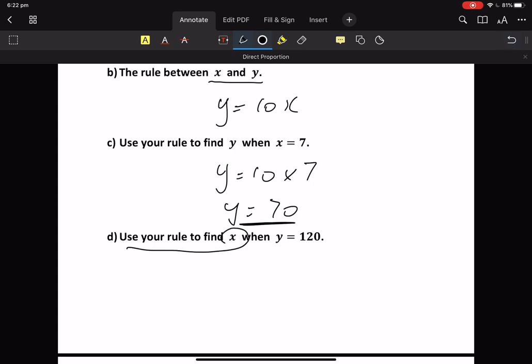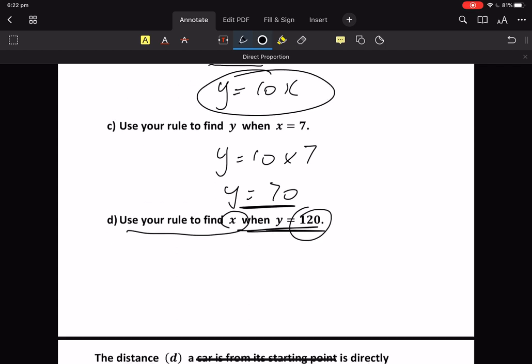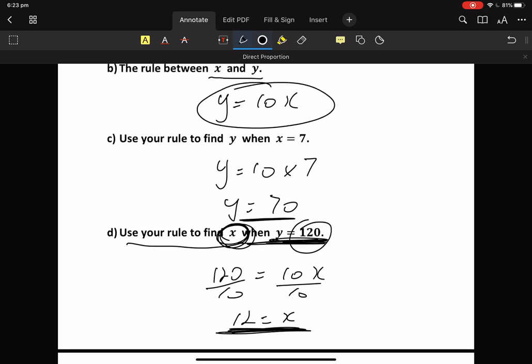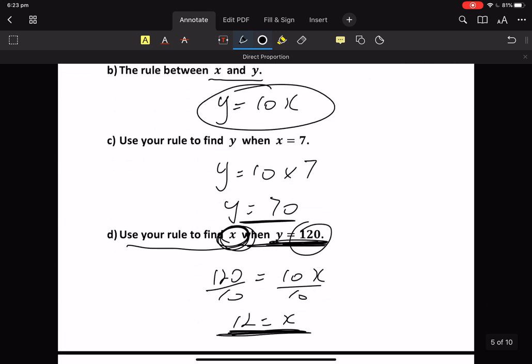To find x when y is 120. That's my rule. I'm going to make y 120. So 120 equals 10x. I want to get the x by itself, so I'm going to divide by 10. So x would equal 12. What is x when y is 120? X is 12. So we've sort of ventured away from the tables and we're more doing some algebraic setting out and justification.